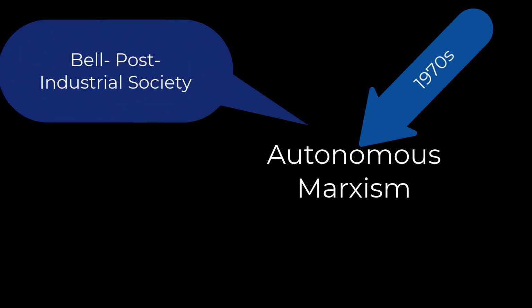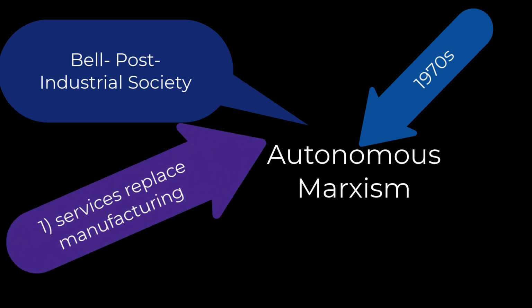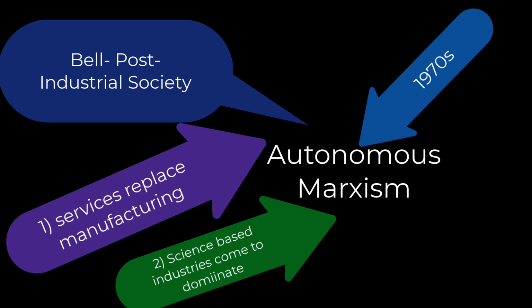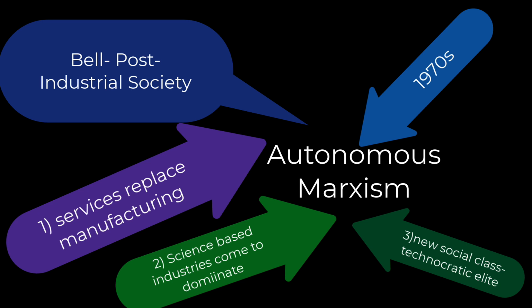Following these ideas, Bell expanded on the idea of a post-industrial society. Bell highlighted that manufacturing is replaced by services. Science-based industries come to dominate. An example would be how some majors on this campus are maybe valued more than others, when all of us work together to make things great around here. And third, we see a new social class emerge, a technocratic elite.